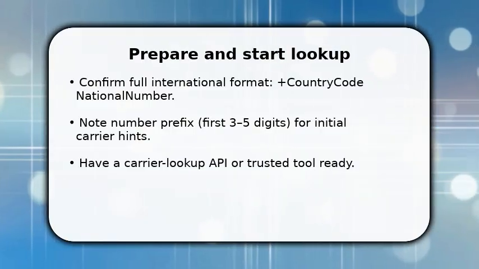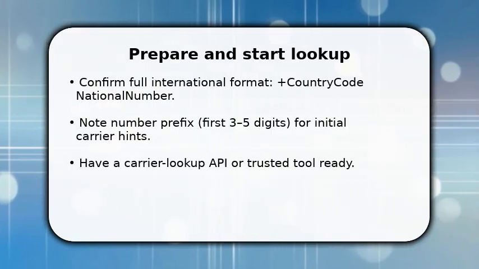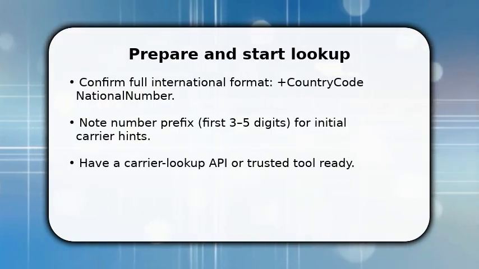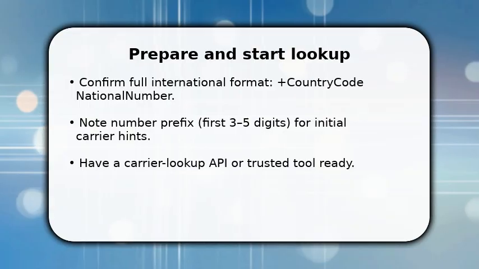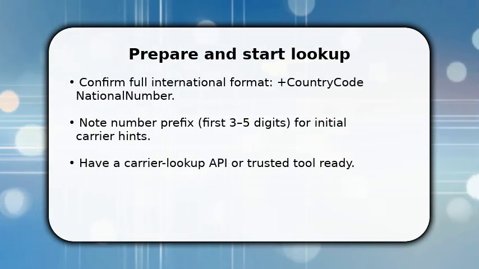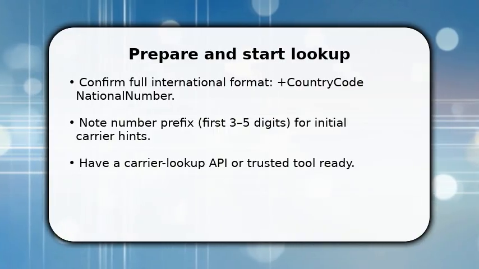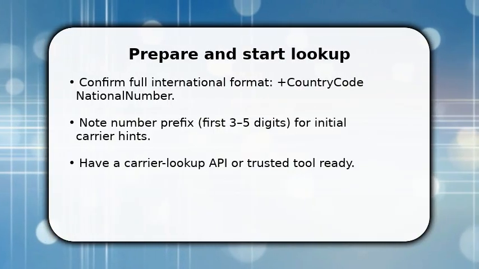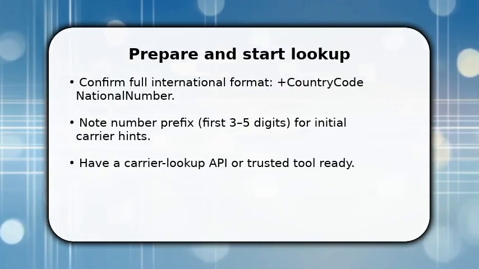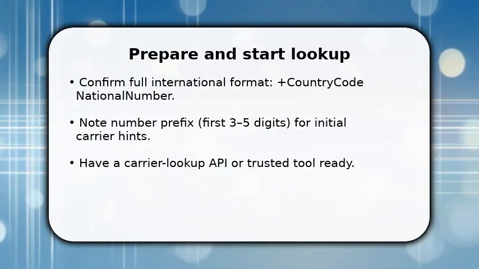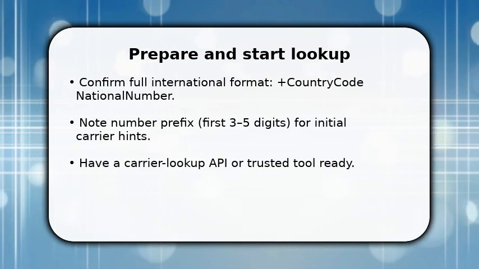You begin by formatting the number in international form because carrier databases expect plus country code. Once done, inspect the prefix. Those first 5 digits often map to an original network. Next, choose a reliable carrier lookup API or a local regulator list. APIs give real-time porting info. Make sure you have API keys and a test number, and prepare to handle number portability differences, since the original prefix may not reflect the current operator.